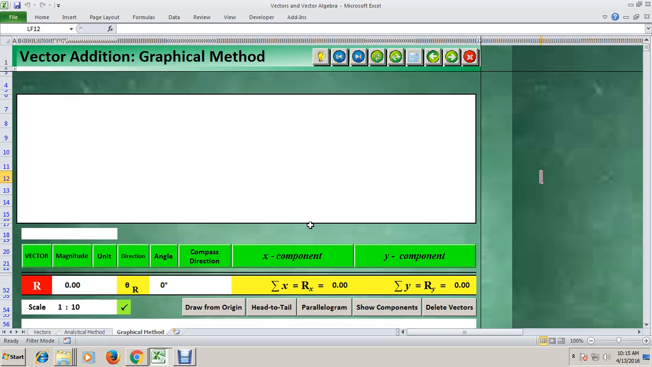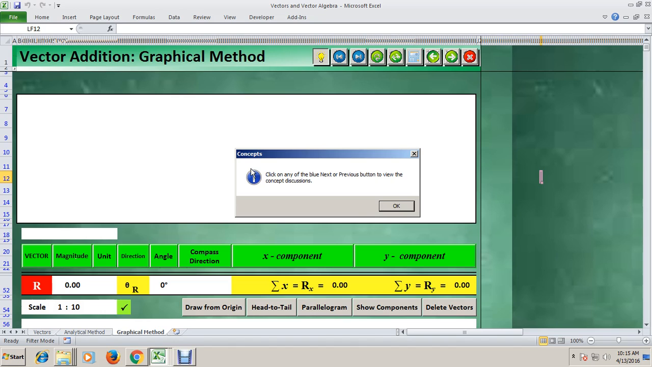Now let's try to do some drawings for this vector. Let's do the graphical method. Before we proceed with the given problem, let us first discuss the concept of the graphical method.